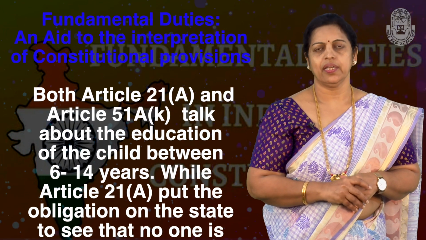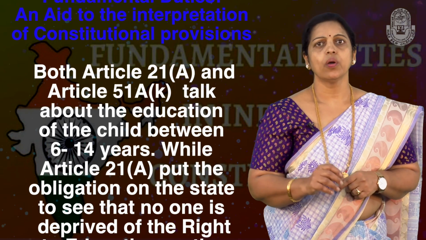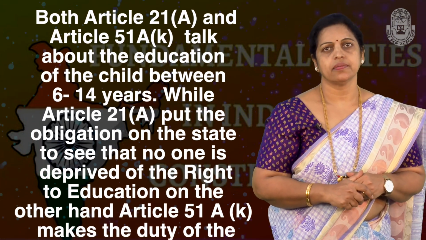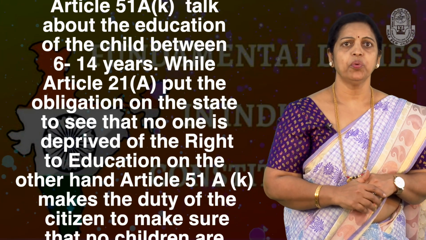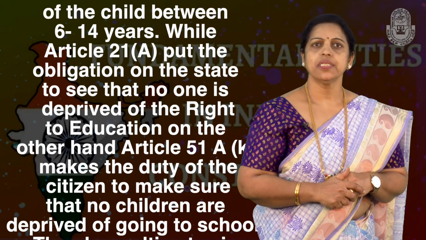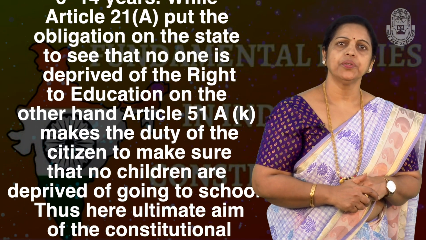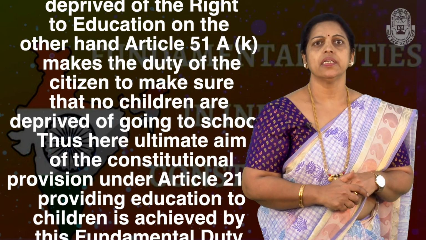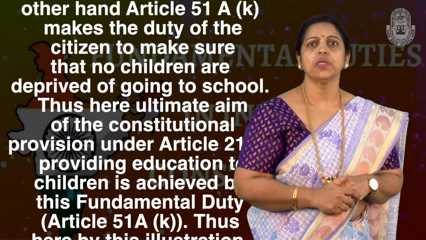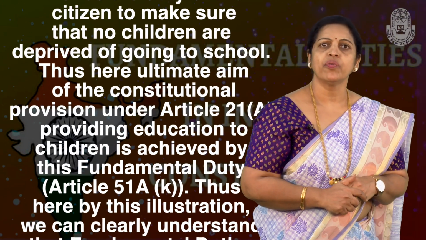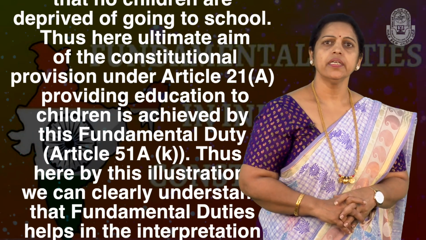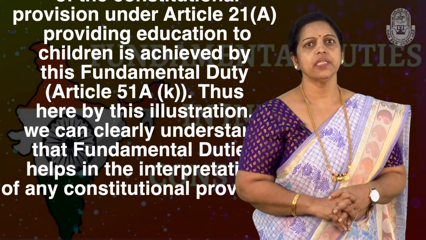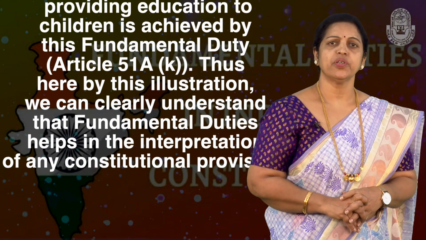Both Article 21A and Article 51A(k) talk about the education of children between the age of 6 to 14 years. Article 21A puts the obligation on the state to see that no one is deprived of the right to education. On the other hand, Article 51A(k) makes it the duty of the citizen to make sure that no children are deprived of going to school. Thus, here the ultimate aim of the constitutional provision under Article 21A, providing education to children, is achieved by this fundamental duty.